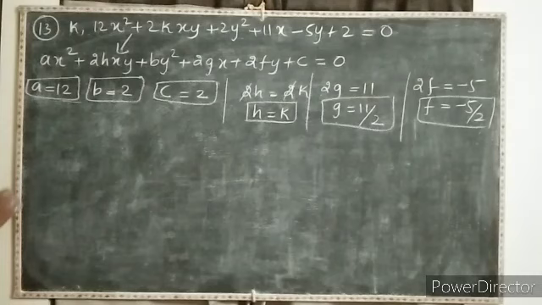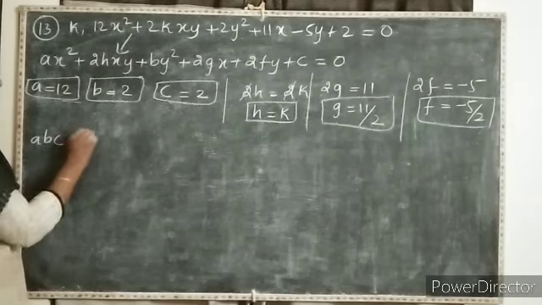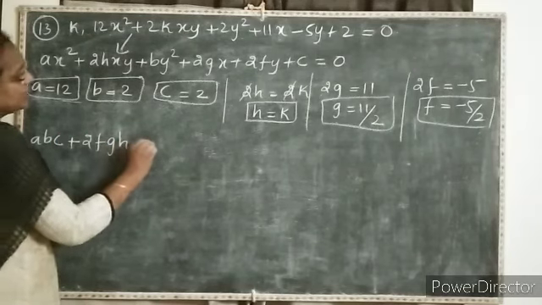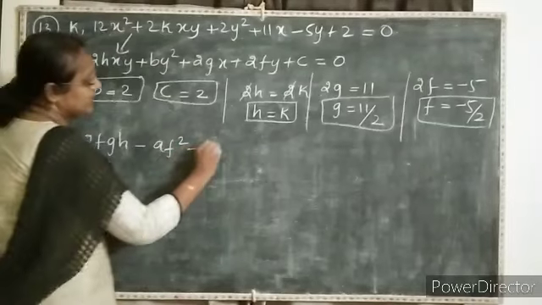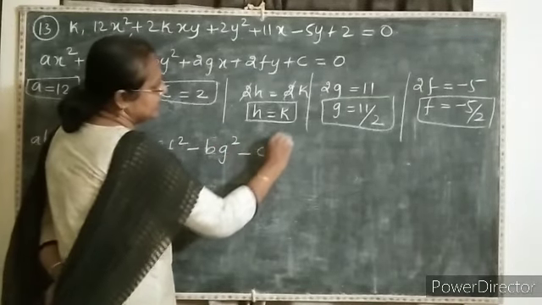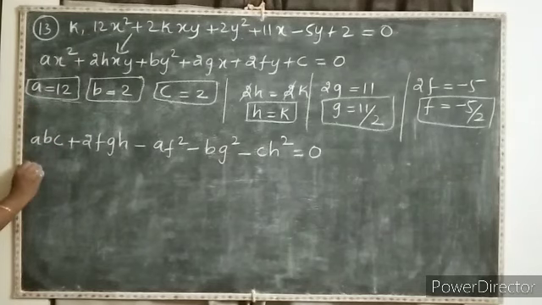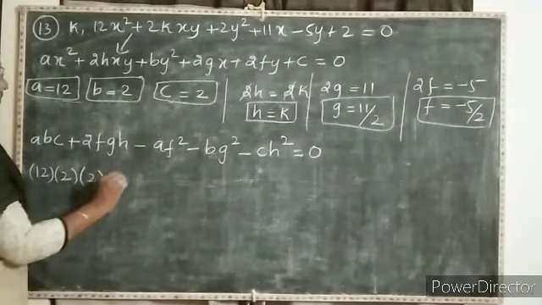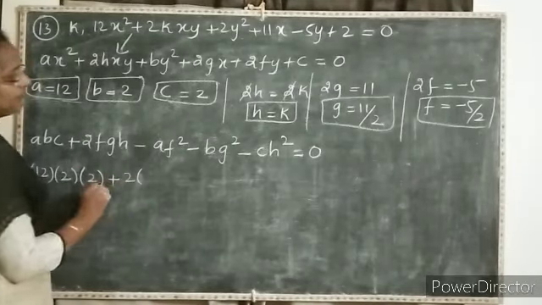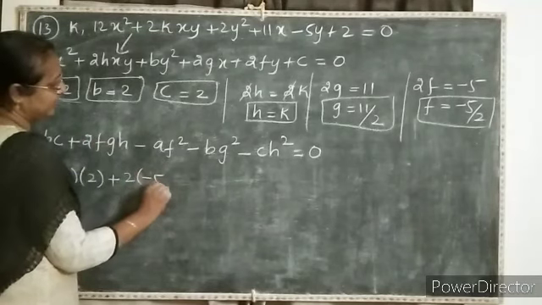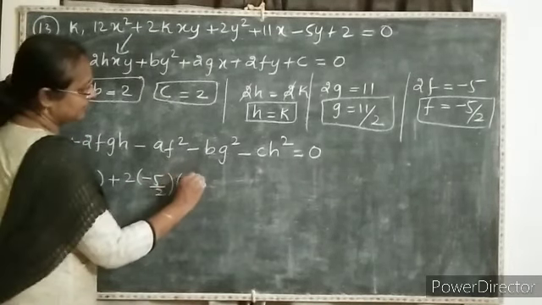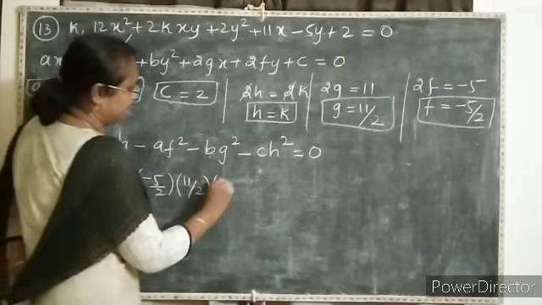Okay. Now we know the condition for the pair of straight lines. What is the condition? ABC plus 2FGH minus AF squared minus BG squared minus CH squared is equal to 0. Throughout we will be using the same condition. You are supposed to memorize it. Now substitute the values: 12 into 2 into C value is again 2, plus 2 into what is F value? F value is minus 5 divided by 2. G value is 11 divided by 2 and H value is K.